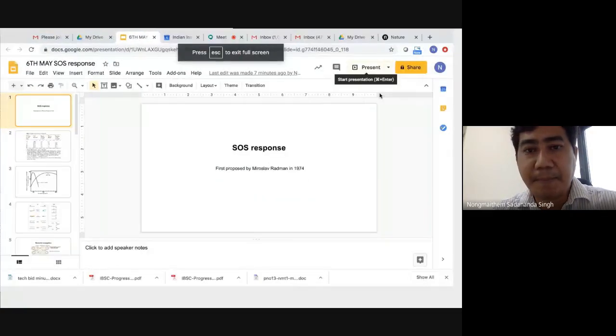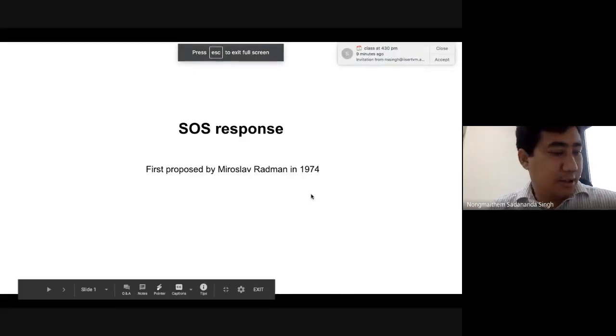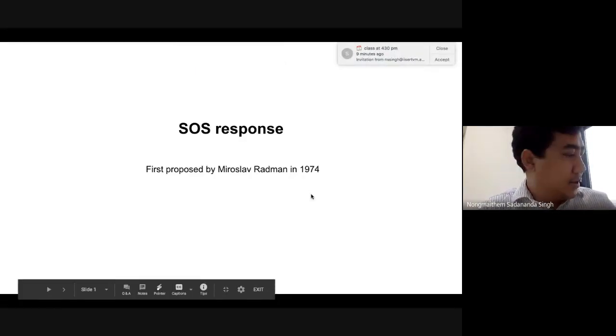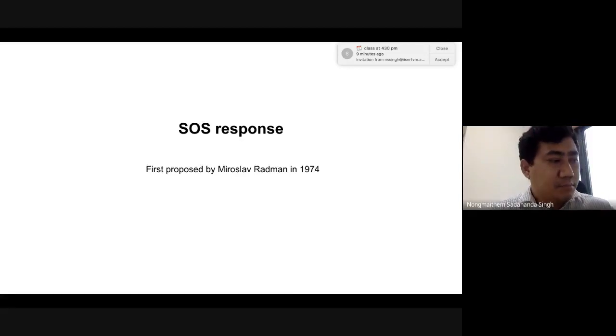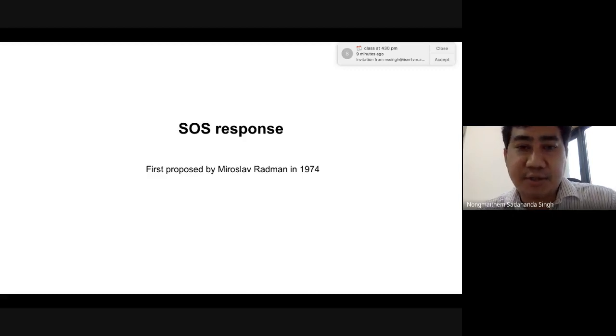So today we'll talk about one of the very interesting topics in tackling DNA damage, a response that is termed the SOS response. It was first seen in response to DNA damaging agents. So this will be a continuation of the DNA repair we have discussed earlier.